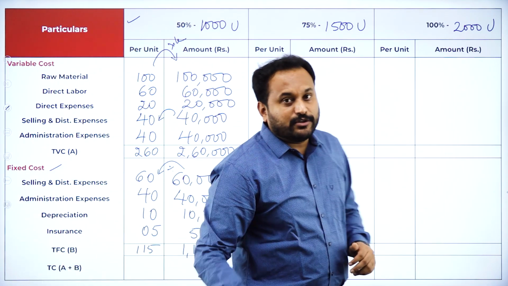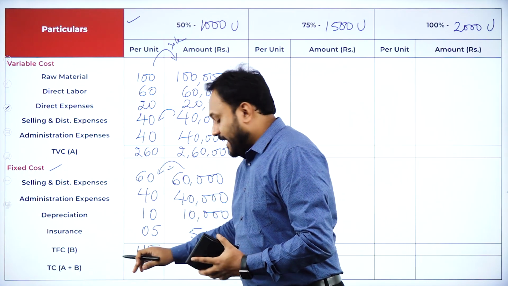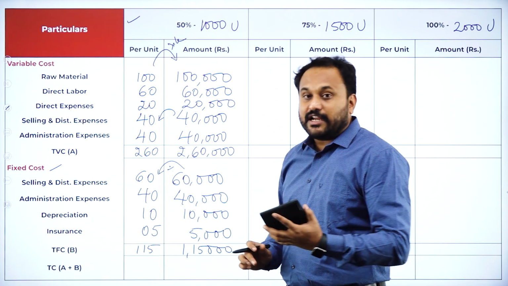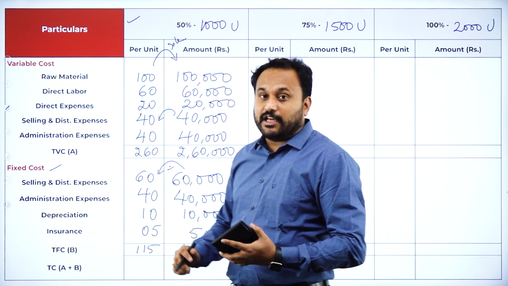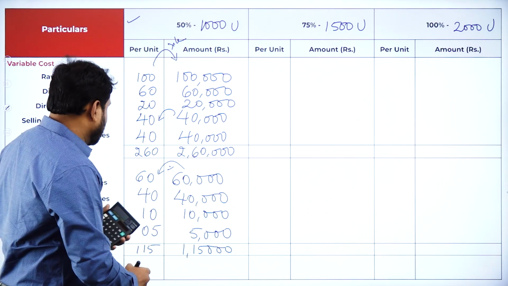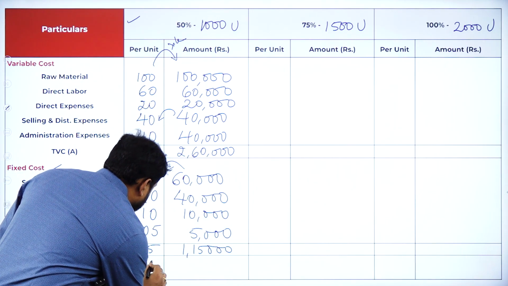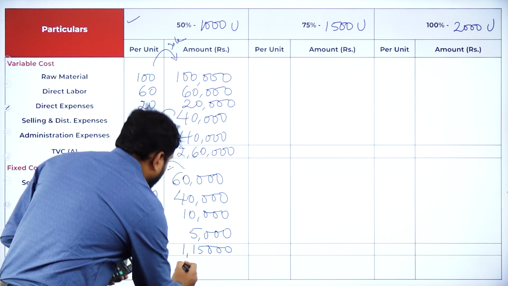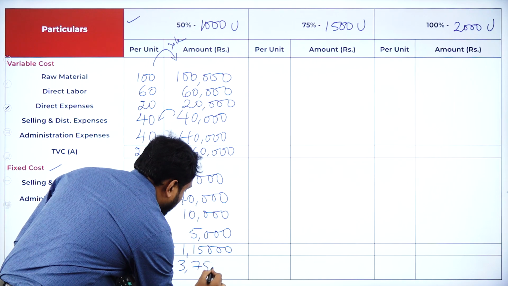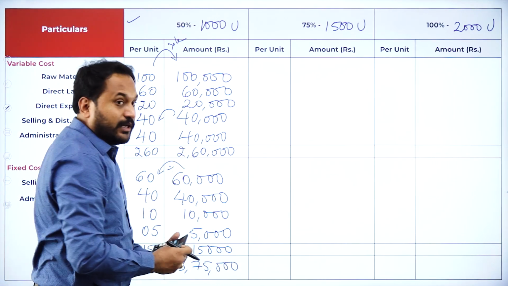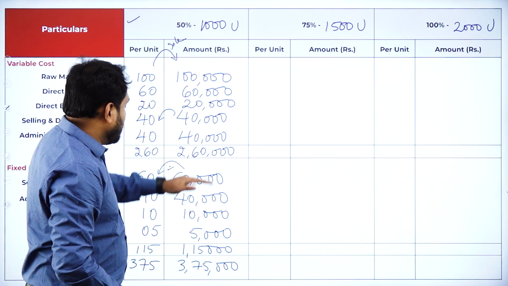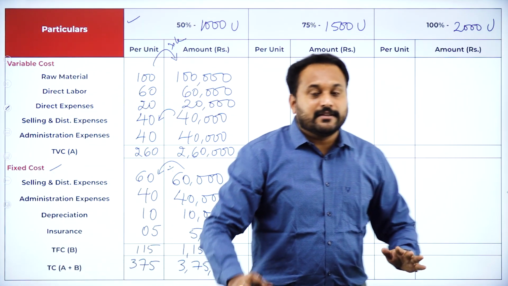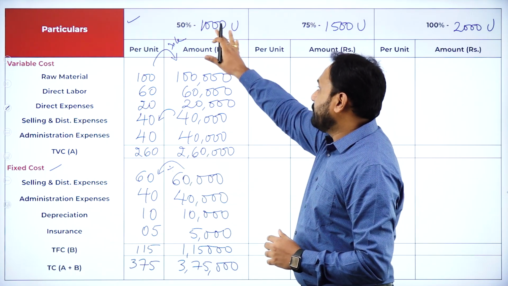Now I want you people to use your calculator. Now 260 plus 115. 375 is what we have got. So we'll be writing here 375. Now 375 into 1 lakh is what? 3,75,000. You can do it like this or add 2,60,000 plus 1,15,000. So the same 3,75,000 you will get. This is the first thing we have done, for 50%.